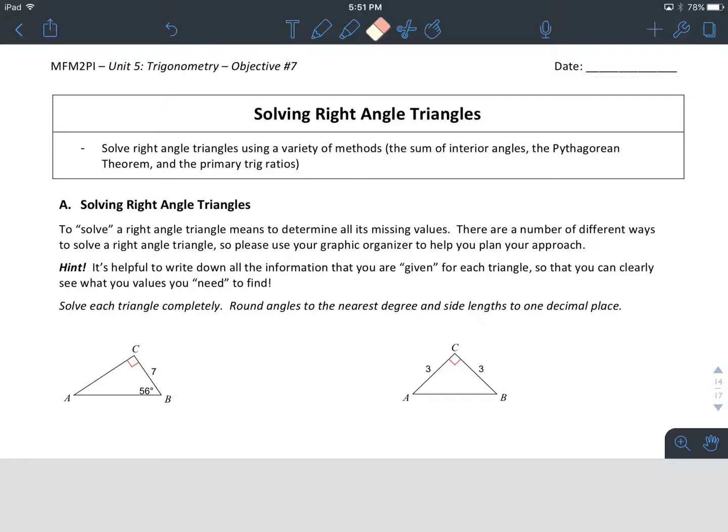Welcome to MFM2PI, 5th unit trigonometry. This is lesson number 7, solving right angle triangles. So the objective today, says it right there in the title, our goal is to solve right angle triangles.